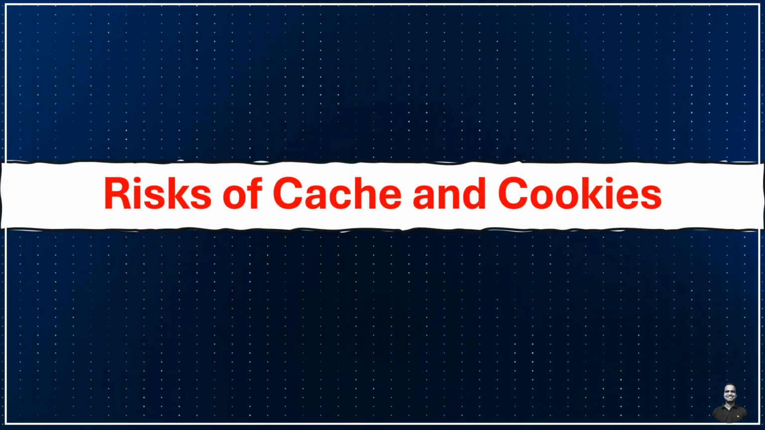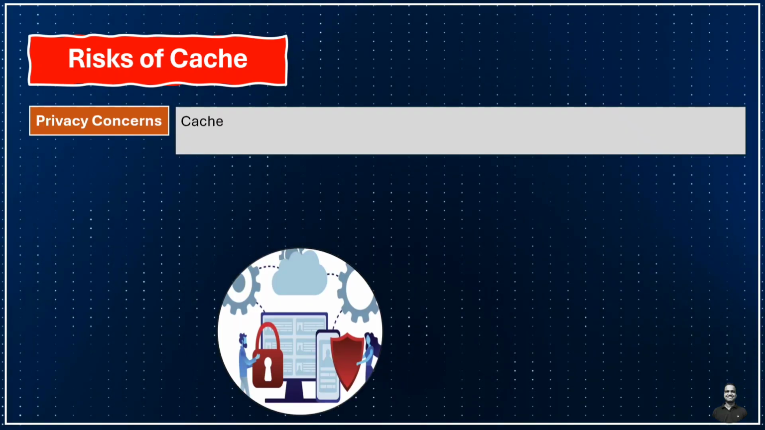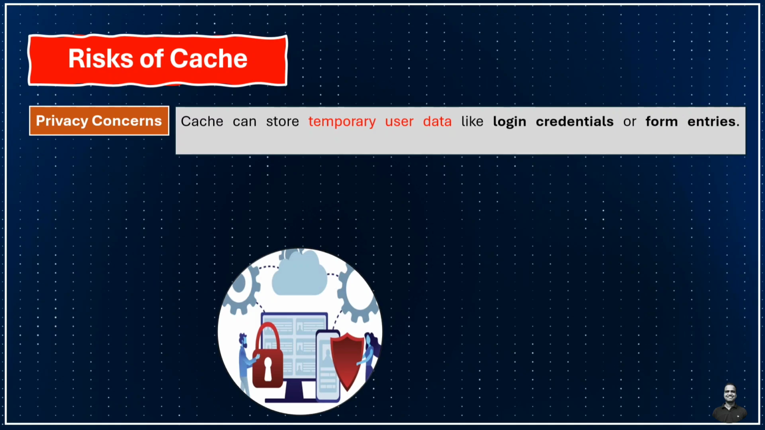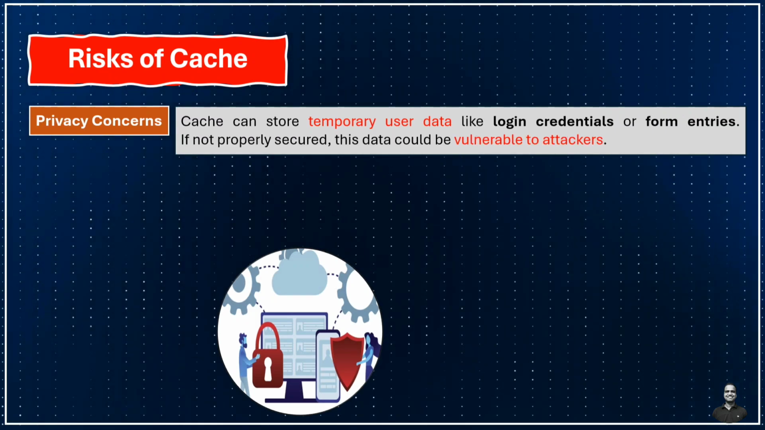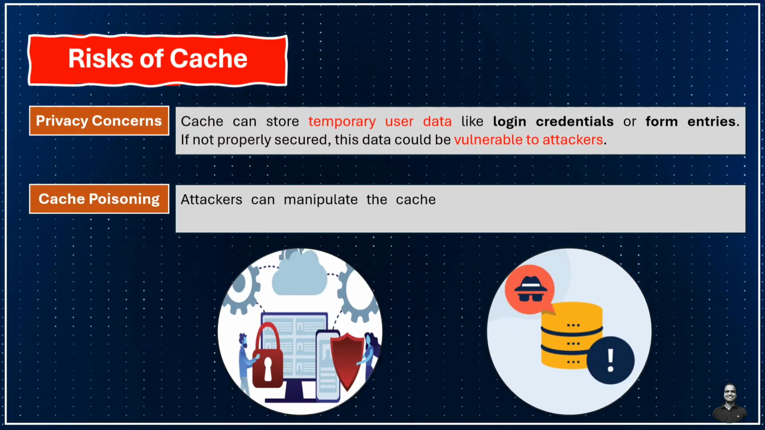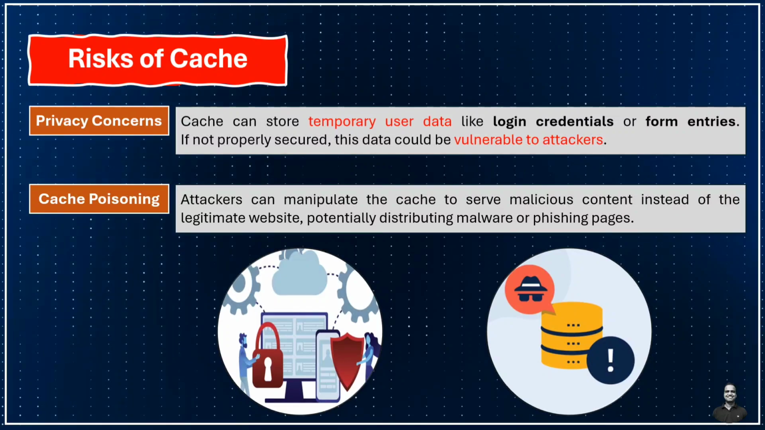So what are some of the risks of cache and cookies? Cache risk, privacy concerns, as they store temporary user data like login credentials or form entries. If not properly secured, this data could be vulnerable to attackers who gain access to the cached files. Cache poisoning, attackers can manipulate the cache to serve malicious content instead of the legitimate website, potentially distributing malware or phishing pages.